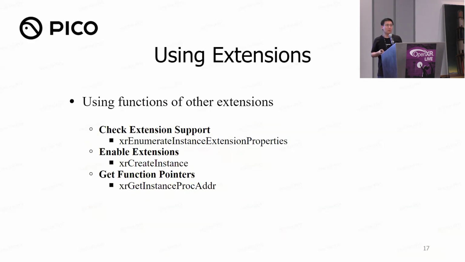Okay, as we all know, OpenXR is an extensible API, so you can use many kinds of extensions like the KHR, EXT, or many vendor extensions. If you want to use other extensions, you just need to check the extension support for the specific runtime, and then you enable the extension you want when you create the XR instance. And all the data structures and functions are defined in the header file of OpenXR, and you can just get the function pointers by calling the get instance proc address function.